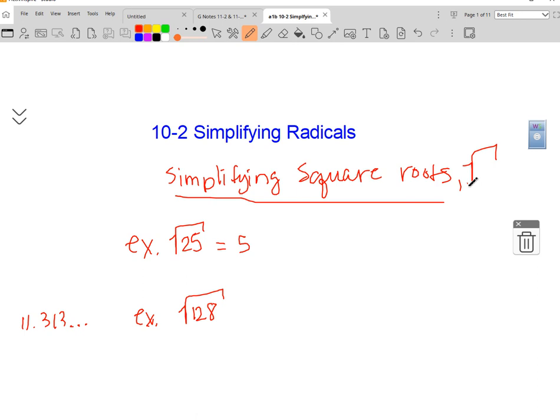Oh, thank you. All right, so there are cube roots, quad roots, all kinds of roots. We only have to worry about simplifying square roots, right?